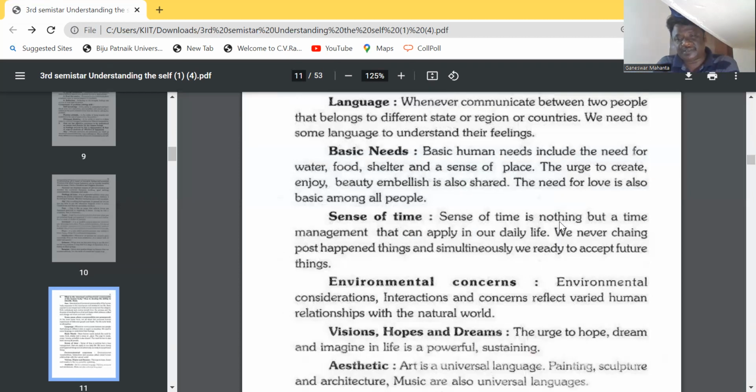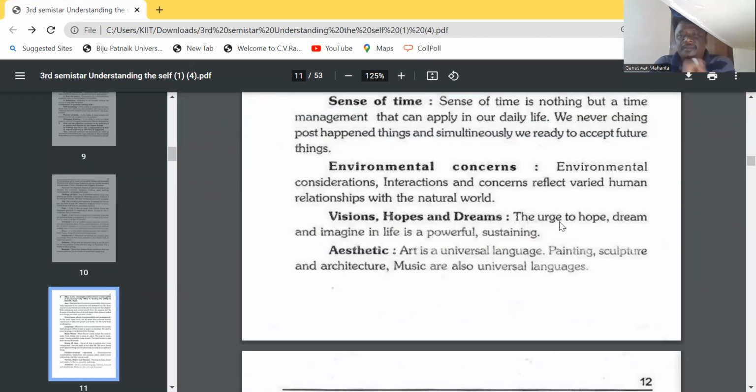Environmental concerns. Environmental considerations, interactions, and concerns reflect varied human relationships with the natural world. Visions, hopes, and dreams. Every person has visions, hopes, and dreams. The urge to hope, dream, and imagine in life is a powerful sustaining force. Imagine, every person can see at every moment.